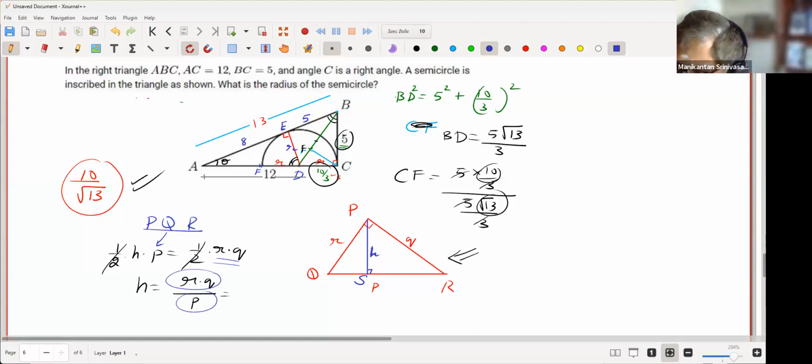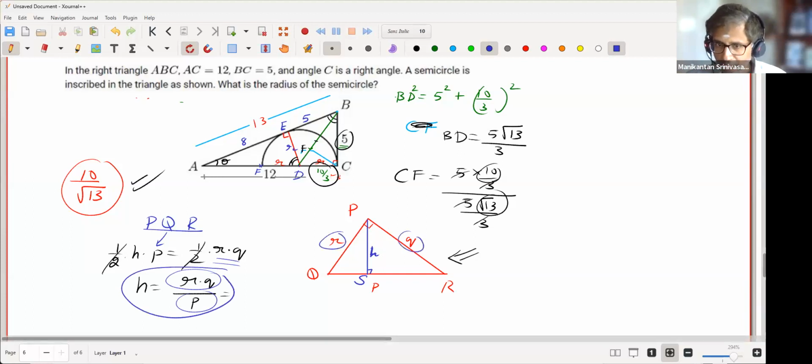Right? So in any right angle triangle, the altitude from the 90-degree point to the hypotenuse is simply the product of the other two sides upon the hypotenuse, which is P. Does this make sense? Okay. And then in this problem, I'm just literally using this.